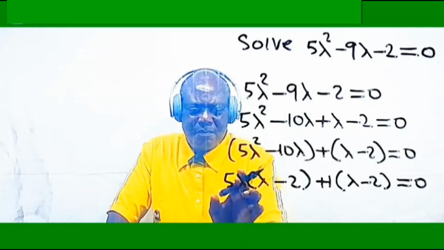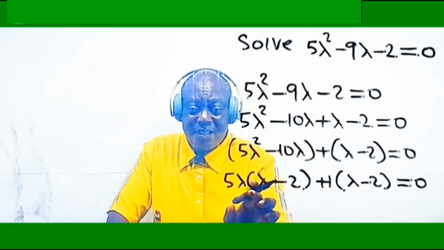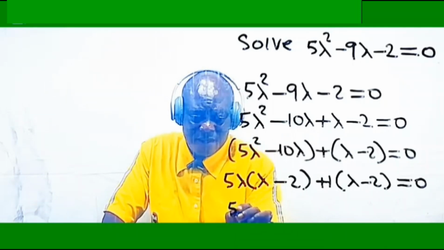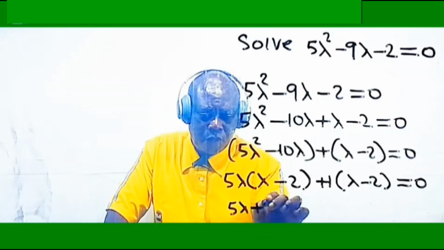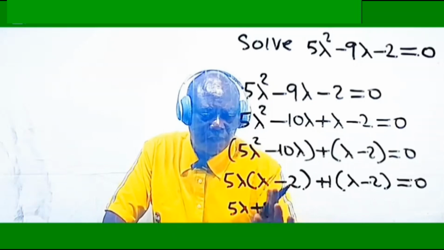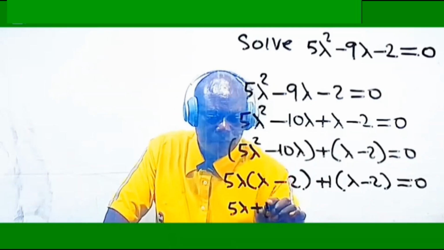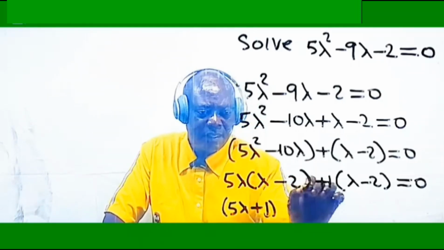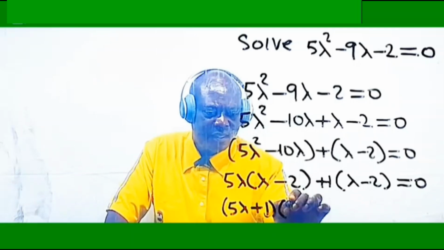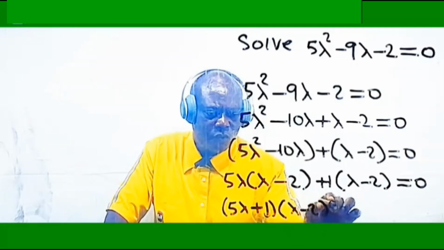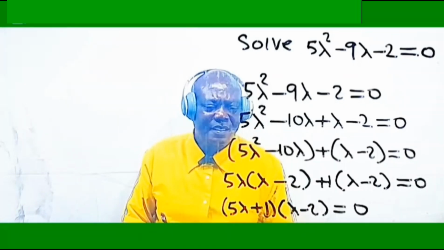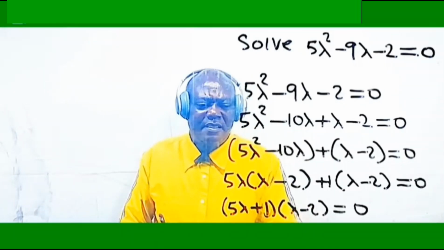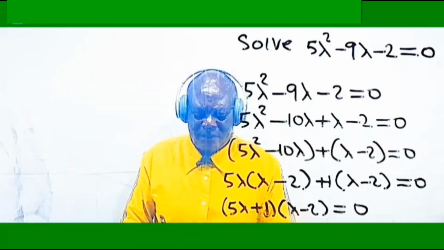Next, you now bracket this one. What you can see outside the bracket here is 5λ, and here, plus 1. Then you bracket them, and the next one here, (λ − 2) = 0. Now, we have successfully factorized the equation. Then we can solve it now.